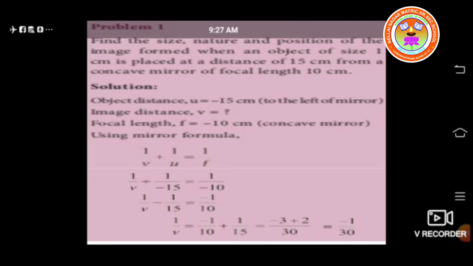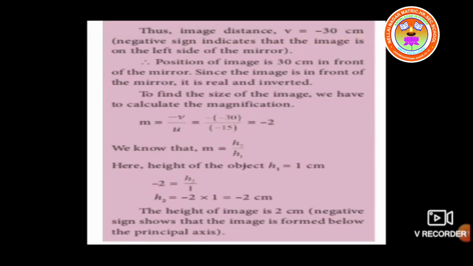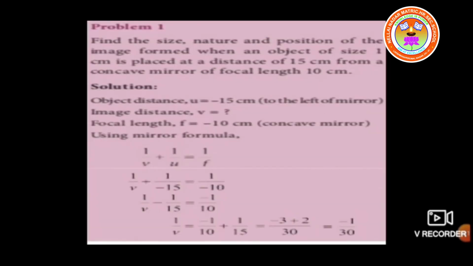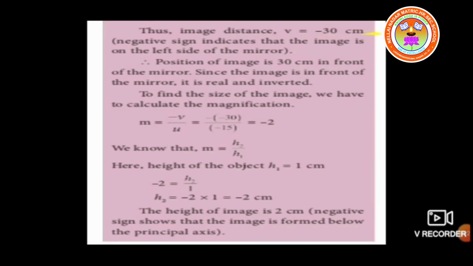Okay students, so the size, nature and position. Size: v is equal to minus 3 centimeter. Nature: it is a real and inverted image. The position is also calculated. The position is minus 30 centimeter. The height of the image is 2 centimeter.